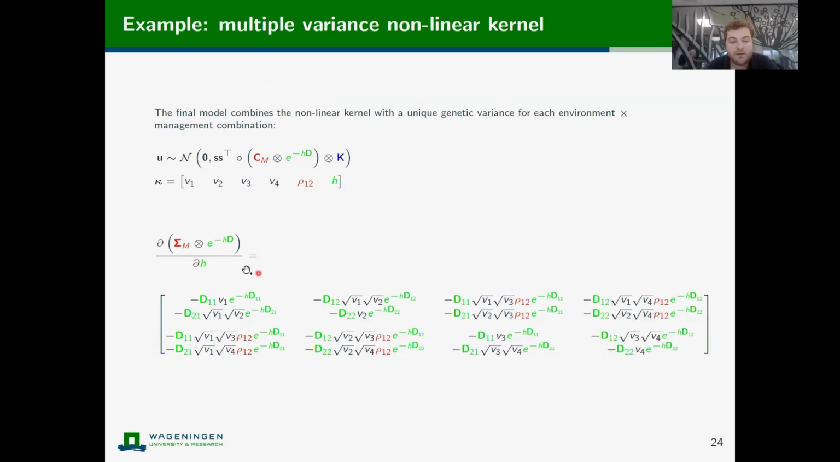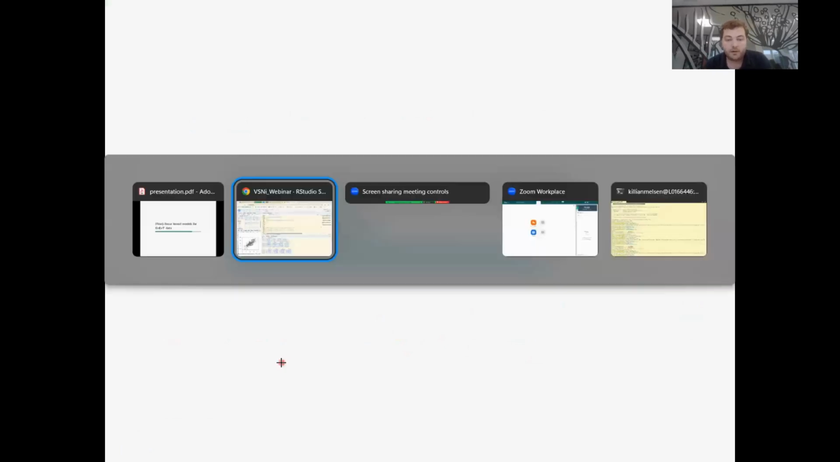One of the other things is the derivative with respect to the bandwidth. That one's actually fairly easy as well. You just use the rule for the derivative of some exponential function, and then you end up with this. So I'll show that one in R as well.